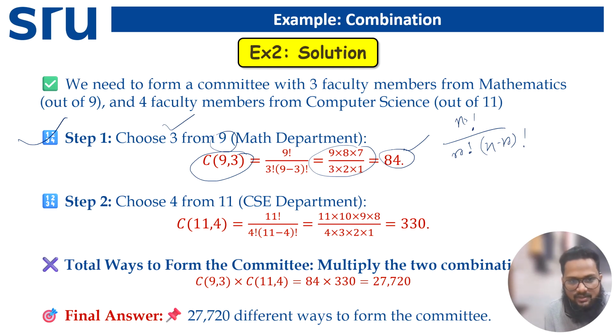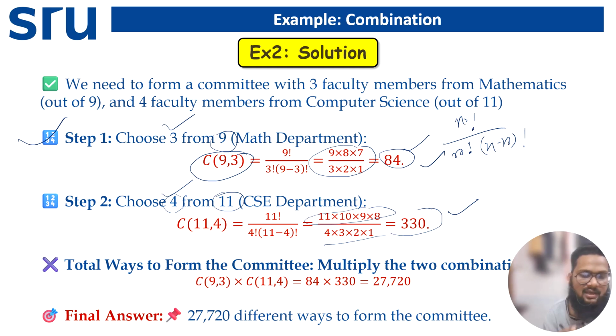Now, in a similar way, you have the choice of choosing faculty from 11 CSC faculty members, choosing only 4. Here n is 11 and r is 4, so 11 factorial divided by 4 factorial into (11 minus 4), which is 7 factorial. Up to 7 factorial will be cancelled, so the remaining value is 330. So this is set 1, this is set 2. You have to choose from these two.